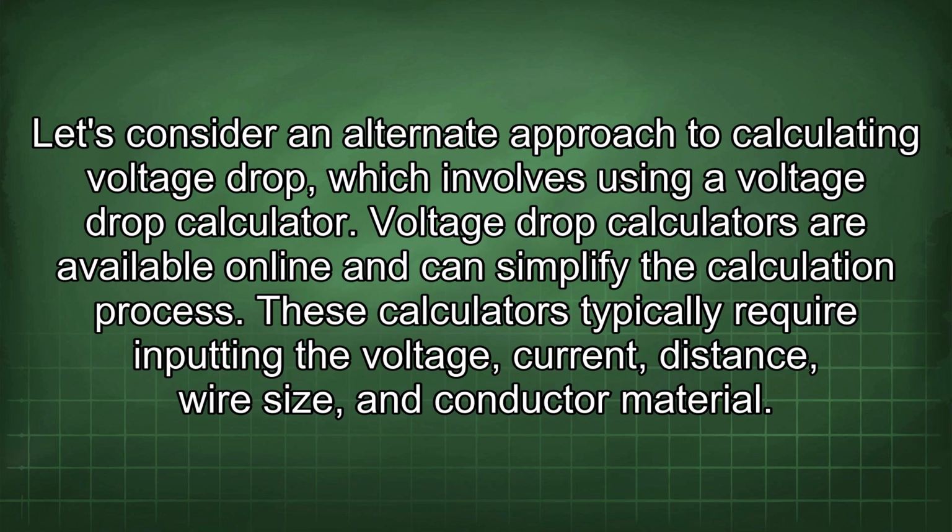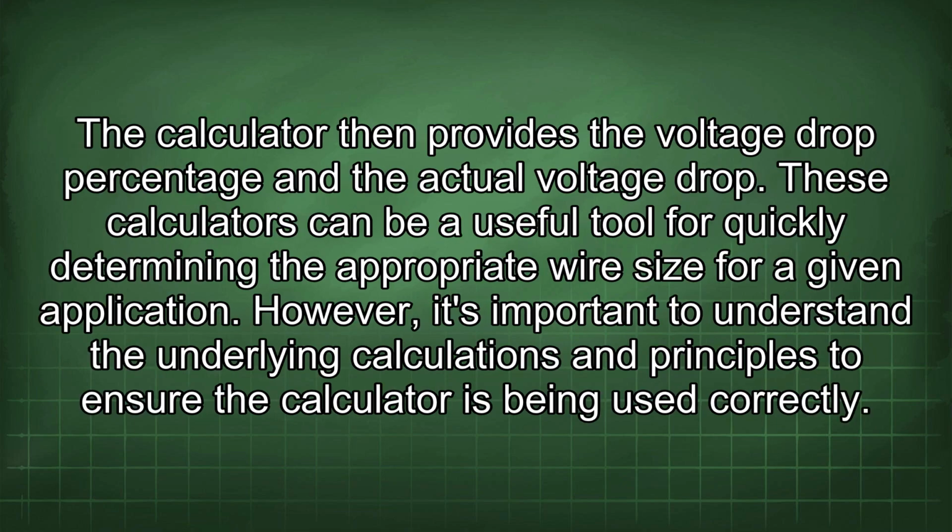Let's consider an alternate approach to calculating voltage drop, which involves using a voltage drop calculator. Voltage drop calculators are available online and can simplify the calculation process. These calculators typically require inputting the voltage, current, distance, wire size, and conductor material. The calculator then provides the voltage drop percentage and the actual voltage drop. These calculators can be a useful tool for quickly determining the appropriate wire size for a given application.